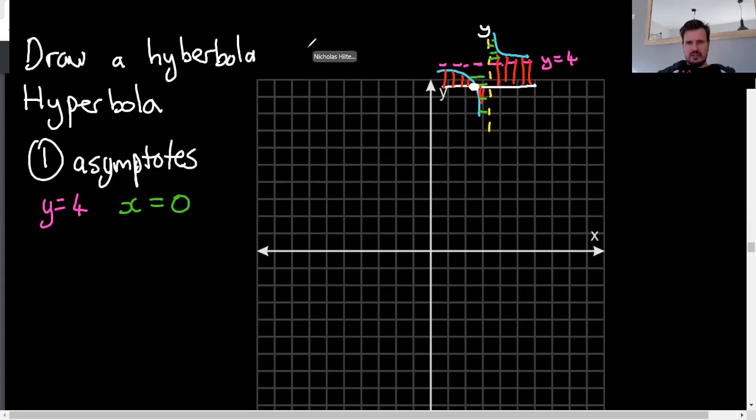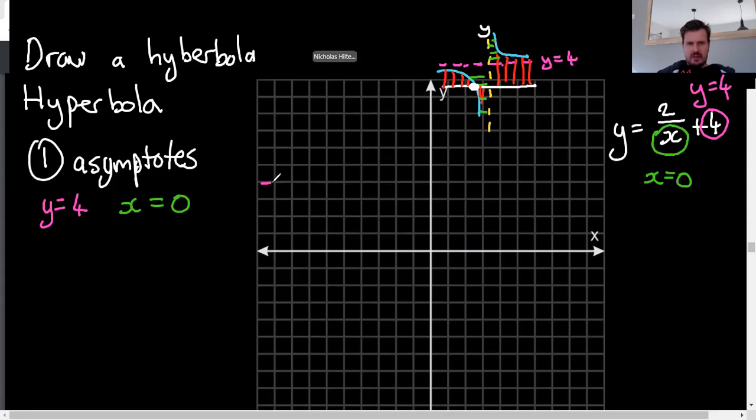And that you get, let me just draw it. So the function was y equals 2 over x plus 4. Okay, so this gave you the asymptote of x equals 0, because you cannot divide by 0. So that's why x is 0. And then the 4 told you your other asymptote is y equals 4. So that's step one of drawing a hyperbola.